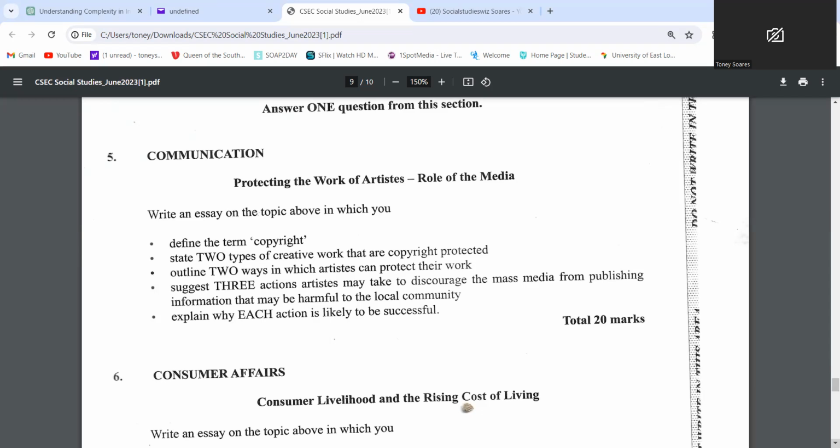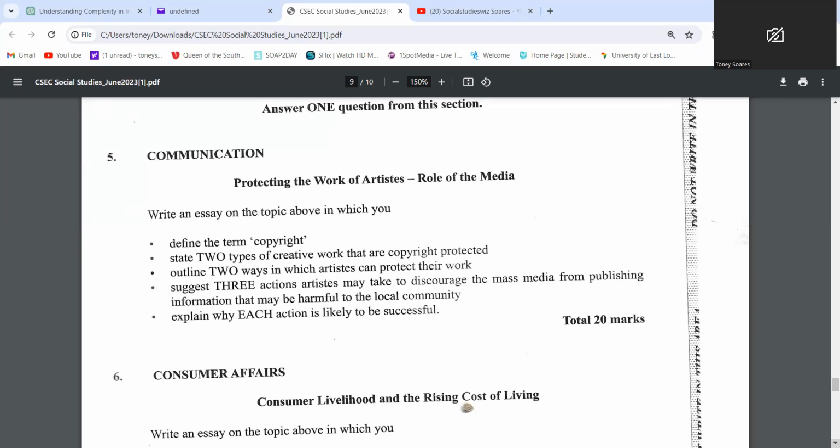State two types of creative work. All right, so two types of creative work could be literature or literary work, artistic work, musical work, dramatic work, as well as things like software, architectural designs, and some other intellectual creations. Oh, you went through that already.